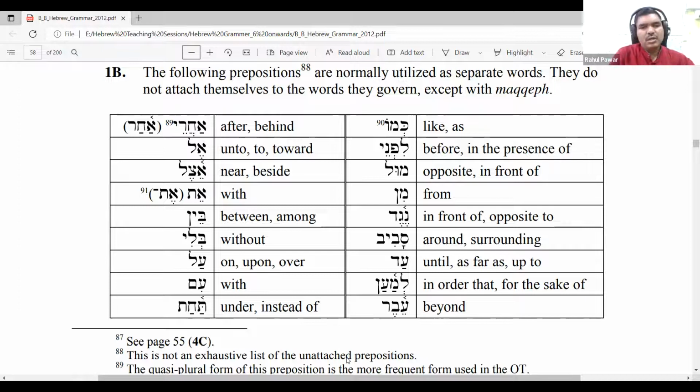Now, if you have the workbook, please look at 1B. The following prepositions are normally utilized as separate words. These are the prepositions I already told you about; they are called independent prepositions. They do not attach themselves to the word they govern, except with makhef.